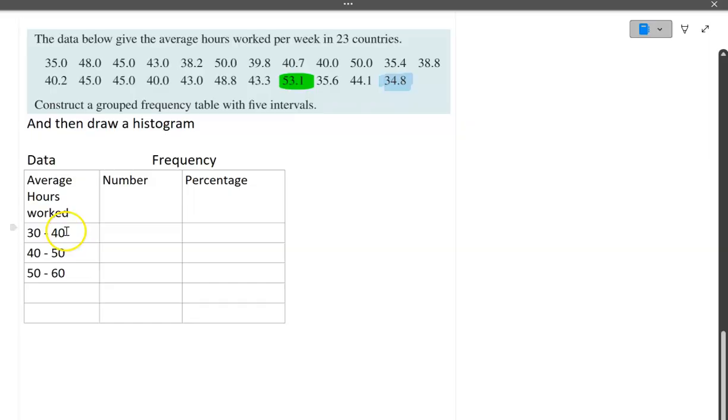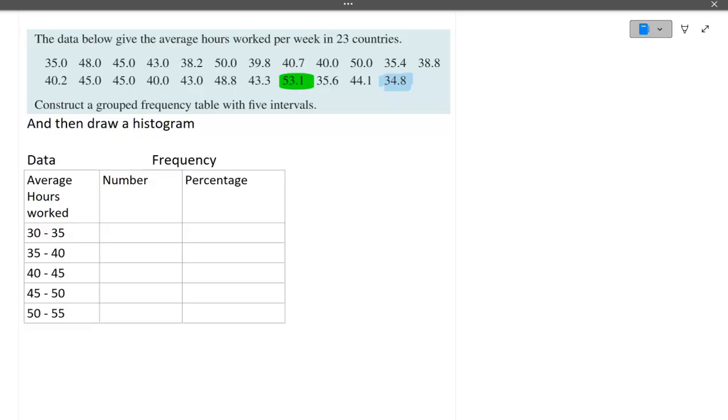So if I go from 30 to 35, then from 35 to 40, and from 40 to 45, and then 45 to 50, and from 50 to 55, I get 5 intervals, right?